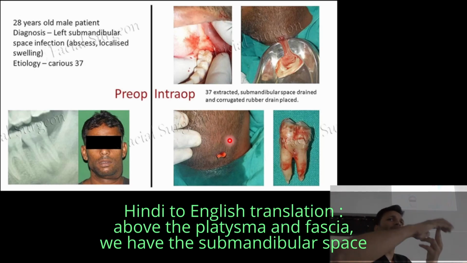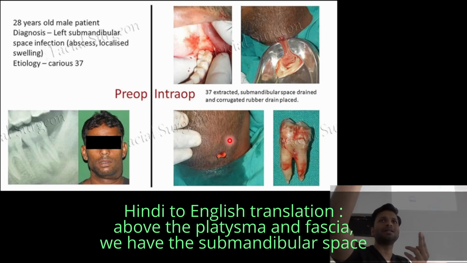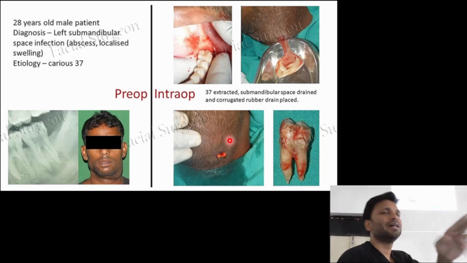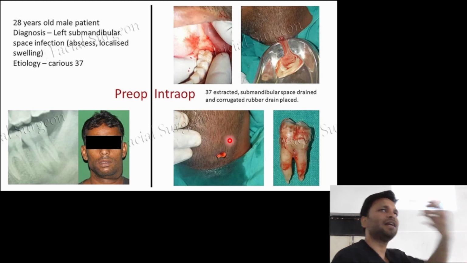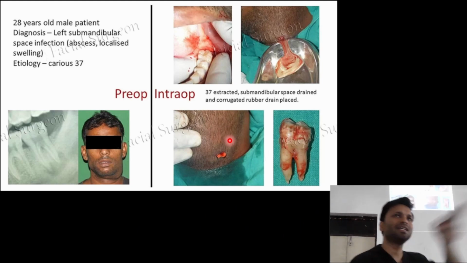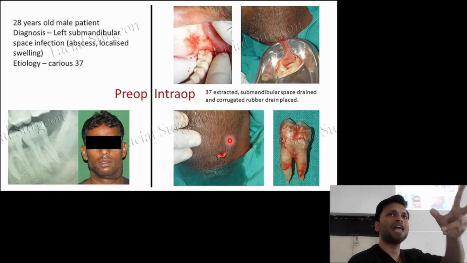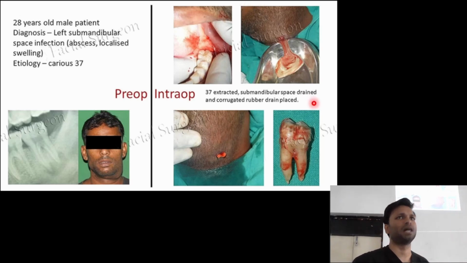Platysma muscle and fascia, above that we have the submandibular space, right? So we are going to breach the 2 layers, that is the platysma and the fascia, and then we are going to reach the submandibular space. And once we reach the space, we open the forceps. As we open the forceps, the pus starts coming out. We have to break all of those loci to make sure all the pus is removed from that region.